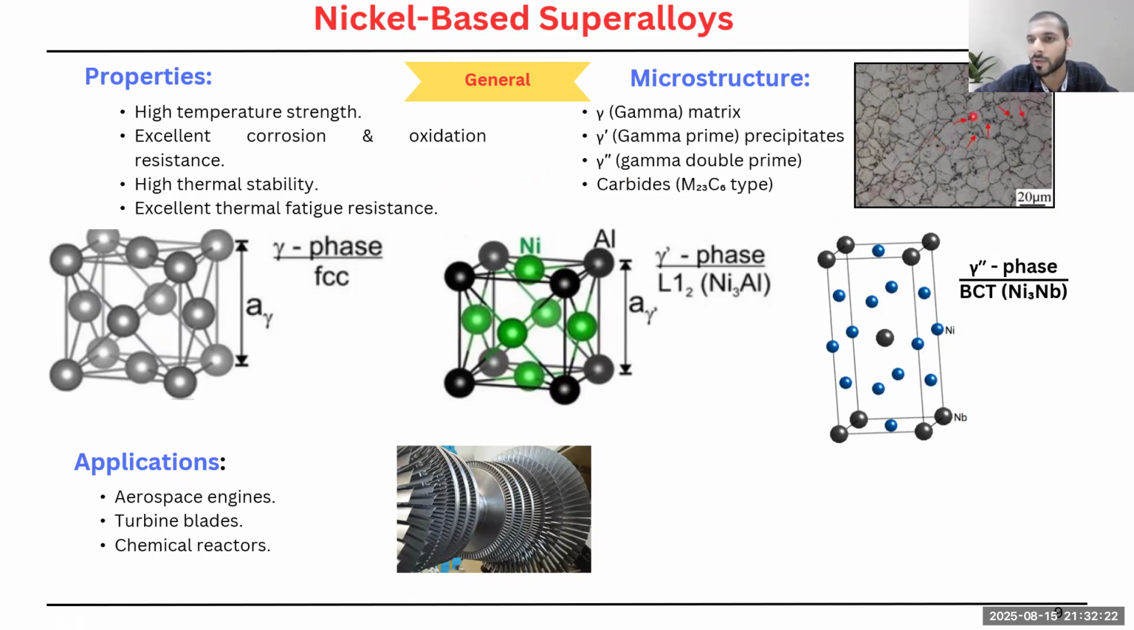And here you can observe in this microstructure, there are periodic structures along the grain boundaries, which is nothing but the intermetallic phase here.